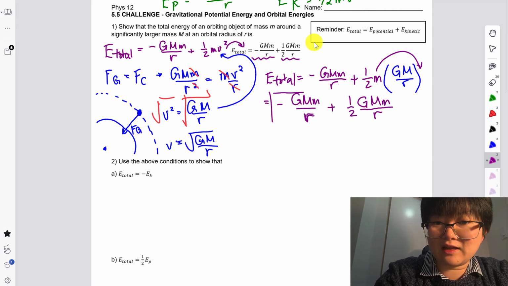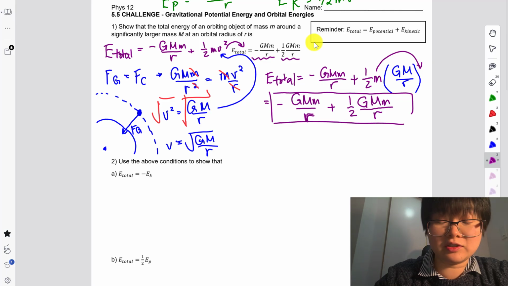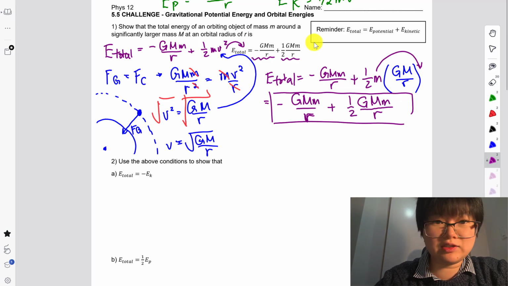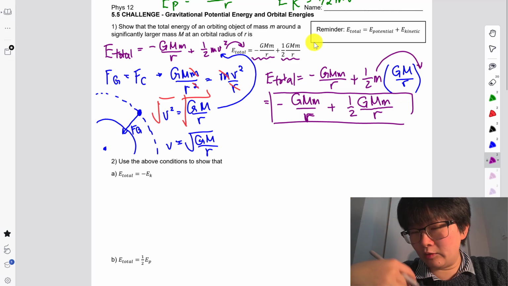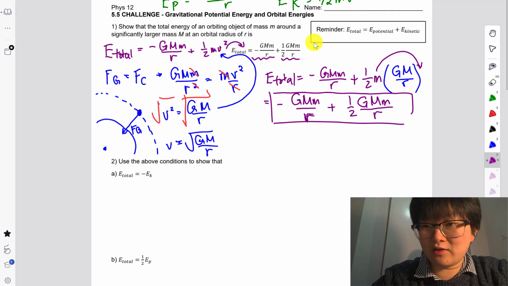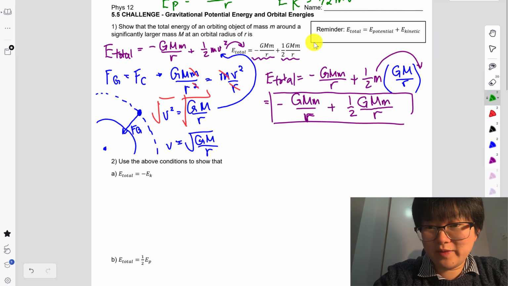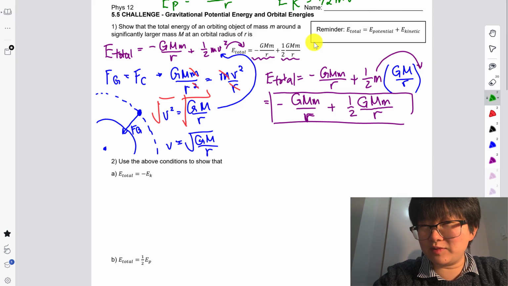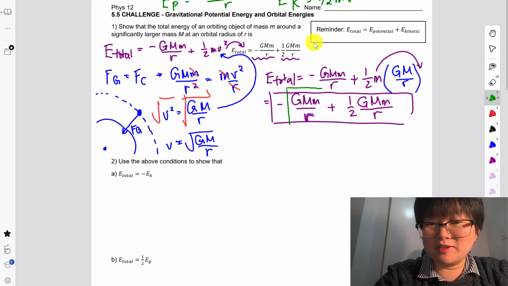We have exactly what the question wanted us to do. All it did was to redefine what that kinetic energy was. Now, when you look at this, you may even see there's something more suspicious going on here. We have a big G, big M, small m over r here. We also have the same thing in the kinetic energy portion. Wow, how much of a coincidence is that?